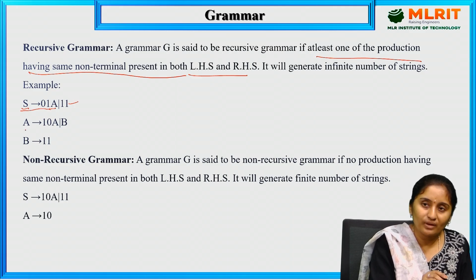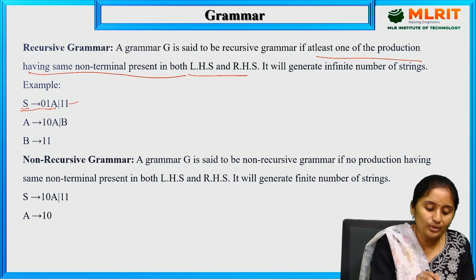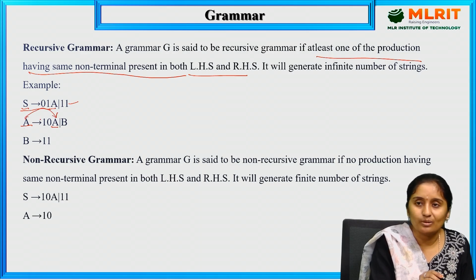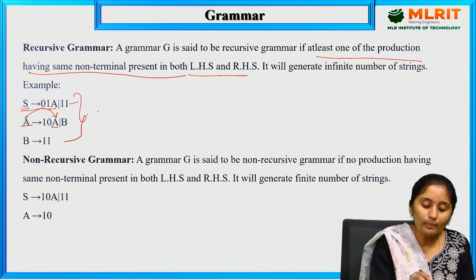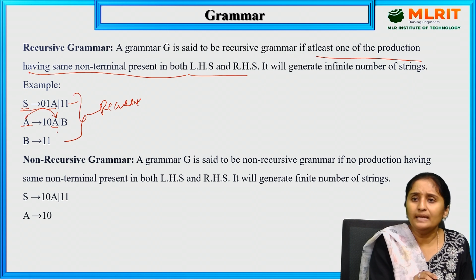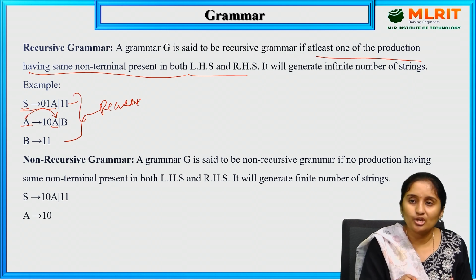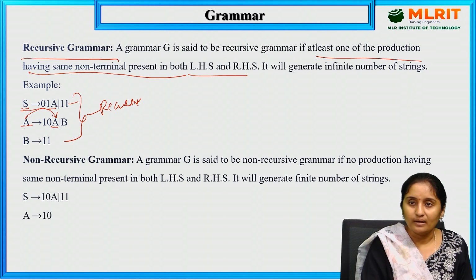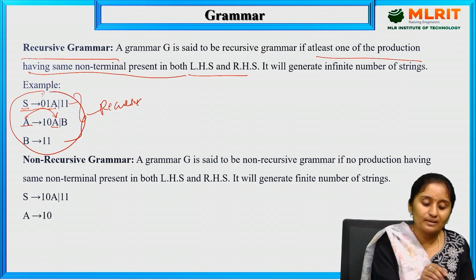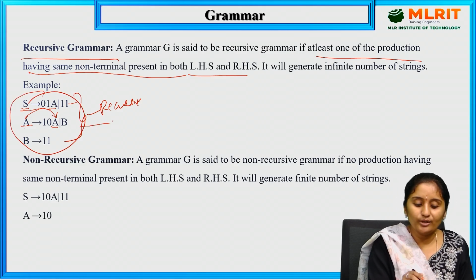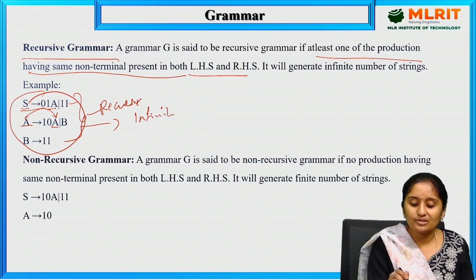Let us go for one more production. A produces 1, 0, A or B. Here I have A on the LHS, and in the RHS I also have A. The same non-terminal present on the LHS is present in the RHS also, so we can call this a recursive grammar. In the whole set of productions, at least one production should be recursive, and then the whole grammar is recursive. It is going to generate infinite strings.